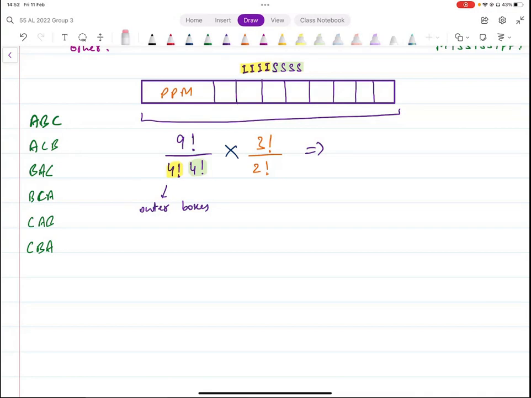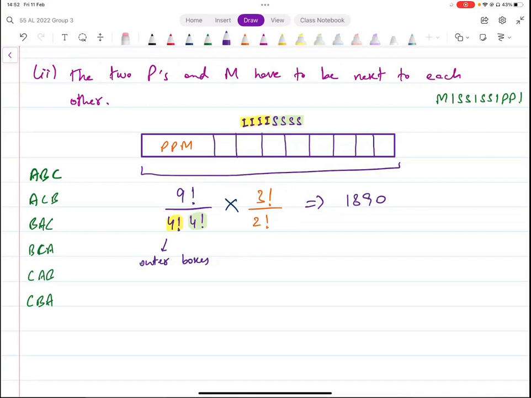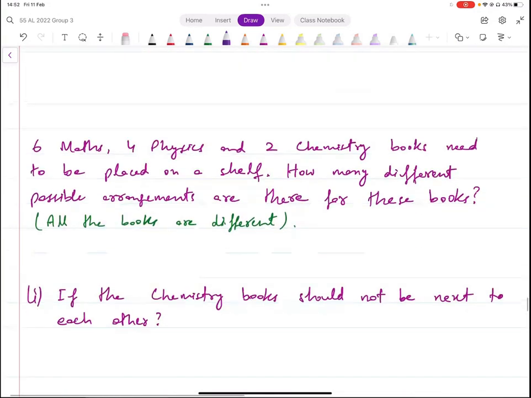So what do we get from this? 9 factorial divided by 4 factorial and 4 factorial and 3 factorial 2 factorial. This gives me 1890. Can someone confirm this? Yes, sir. Okay. So this is what you get in this case. Okay. Now let's take another example.